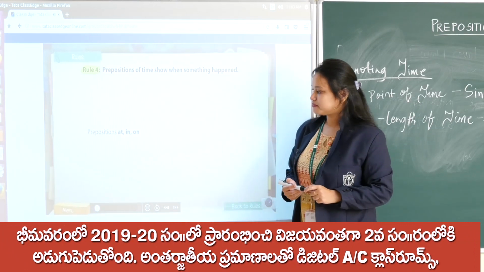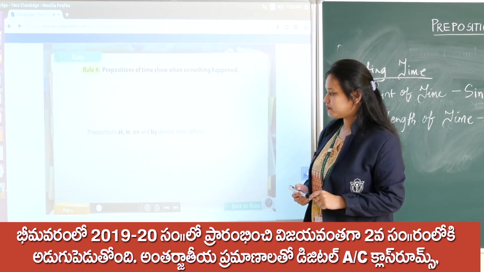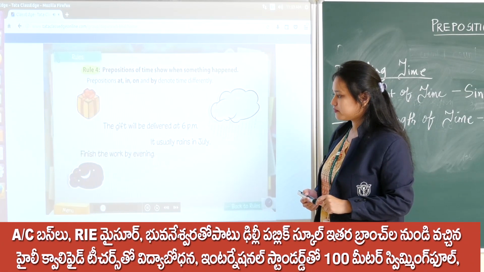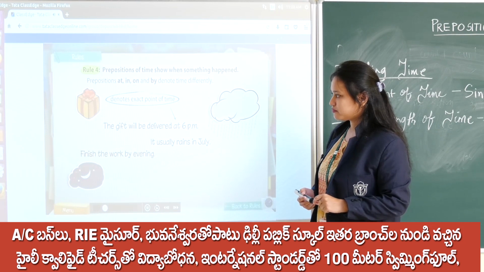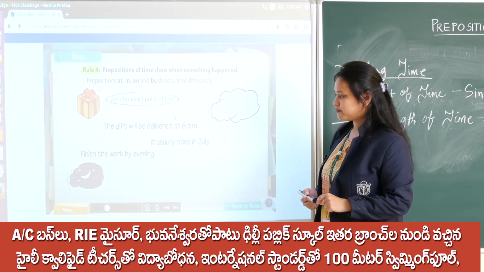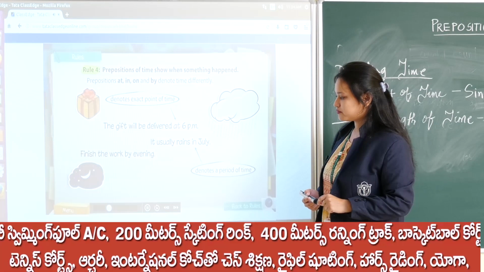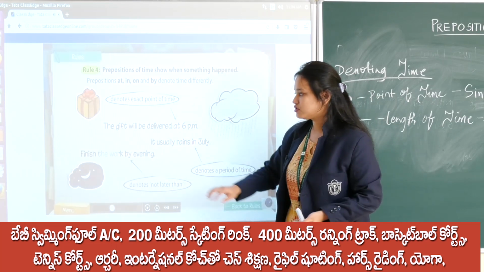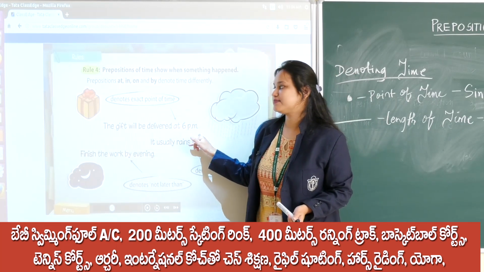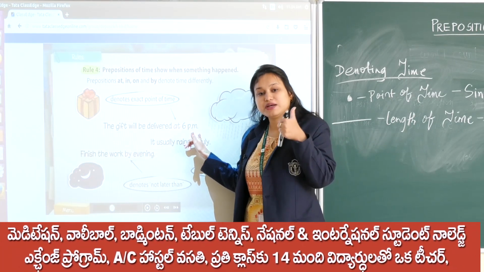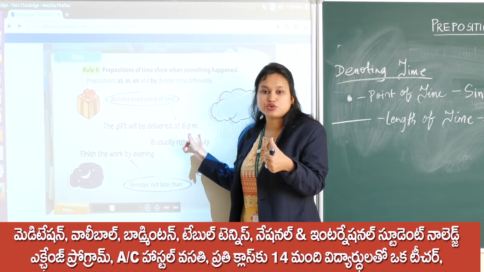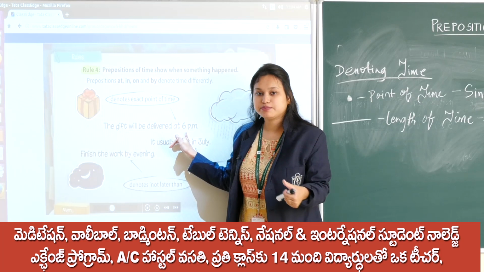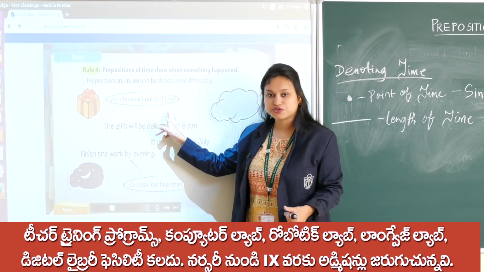Prepositions at, in, on, and by denote time differently. The preposition at is used for an exact point of time. On the other hand, in is used for a period of time, and by denotes not later than. The gift will be delivered at 6 p.m. I told you at is used for a particular place, like an address, but it will also be used for a particular time, at 5 p.m., at 10 o'clock, an exact point of time.